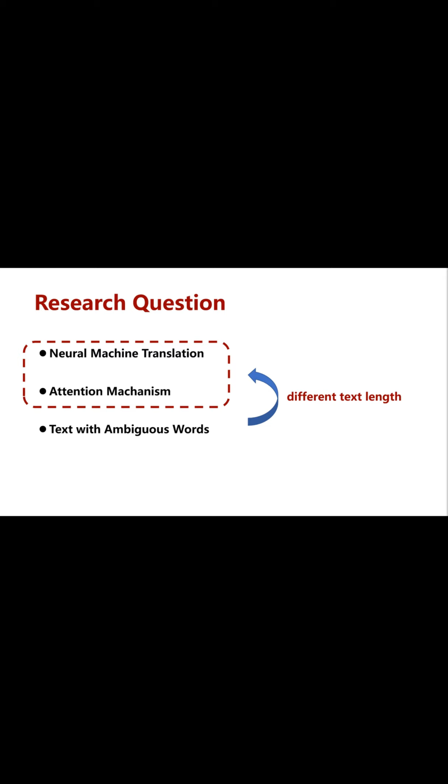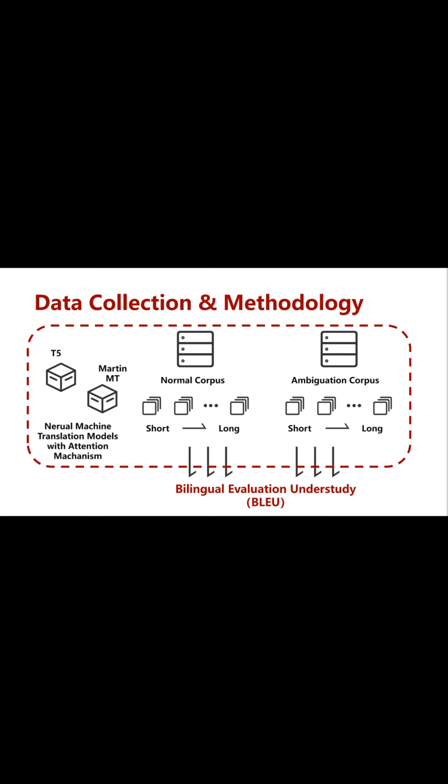However, the experimental results show that the performance of neural machine translation models using the attention mechanism will gradually decline with the increase of text length in the translation of text with ambiguous words. We used two pre-trained neural machine translation models, the Google T5 model and the Marian MT model, as our experimental objects and trained them on the same training set.